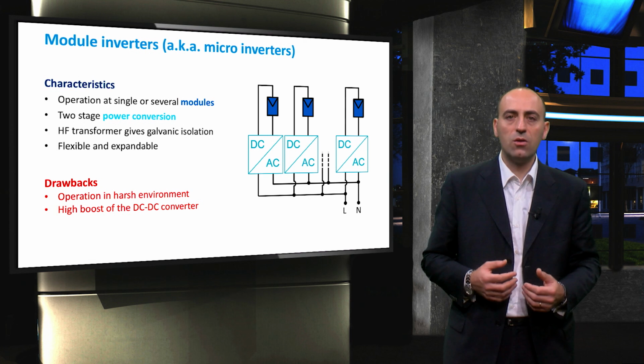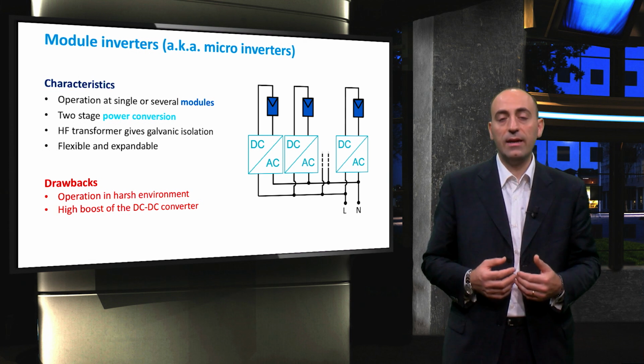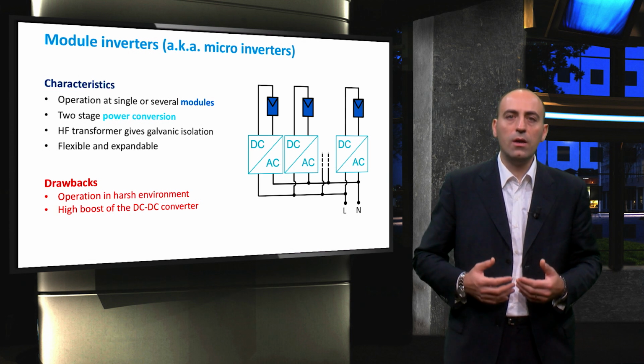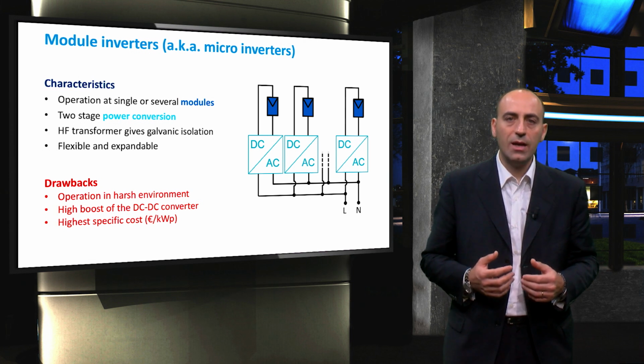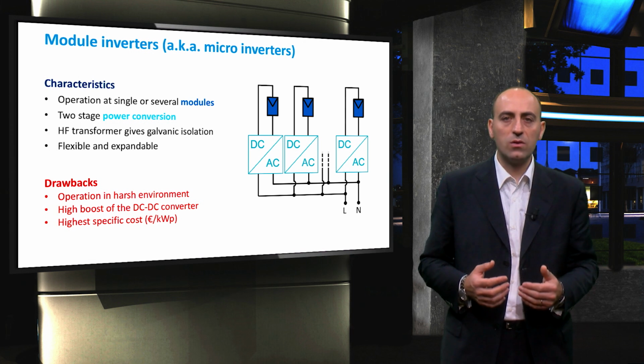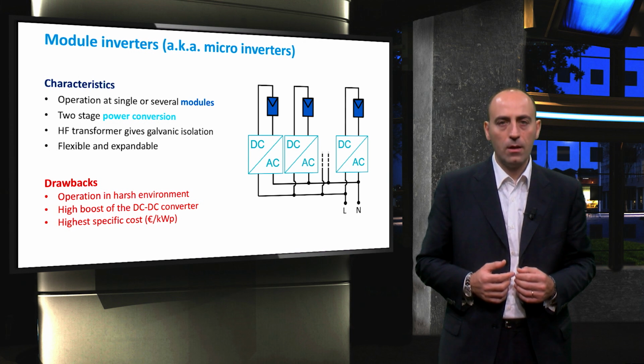Another disadvantage is that the PV module voltage is much lower than the output AC voltage. Therefore, the DC-DC conversion has to boost the voltage considerably, and this has a detrimental effect on the inverter efficiency. Also, if you have a very large number of modules, then it is no longer economically interesting because the specific costs are the highest of all the inverter topologies.